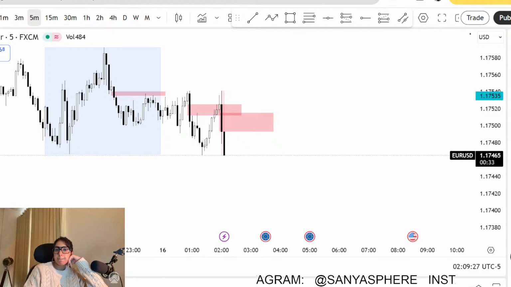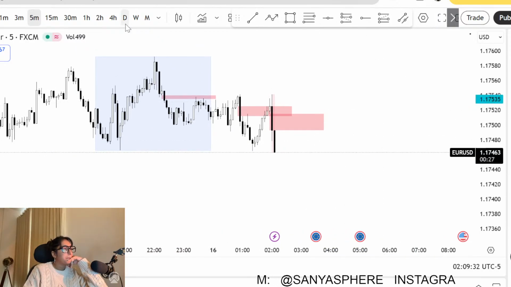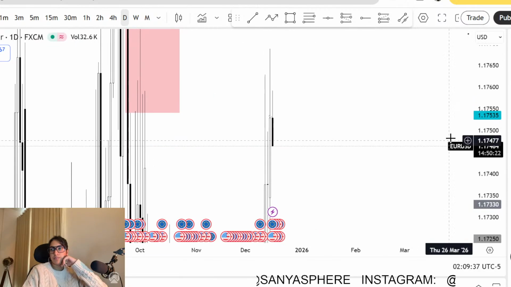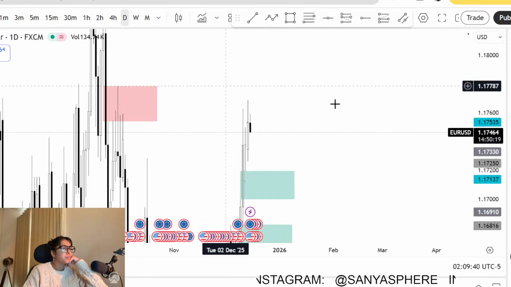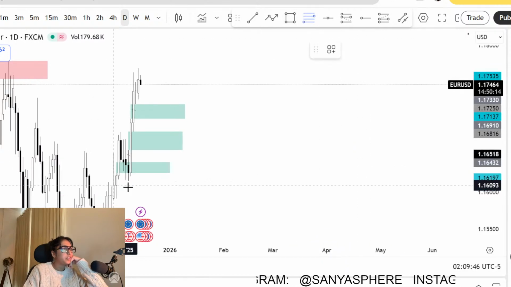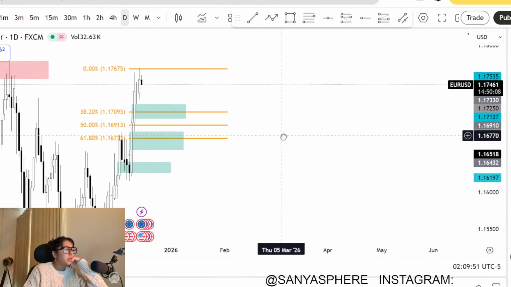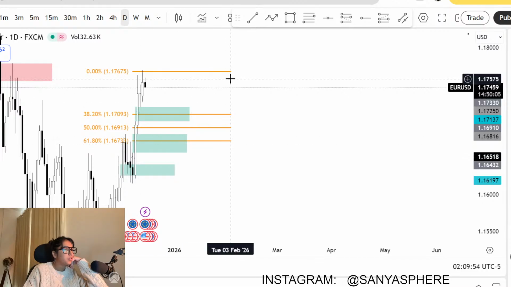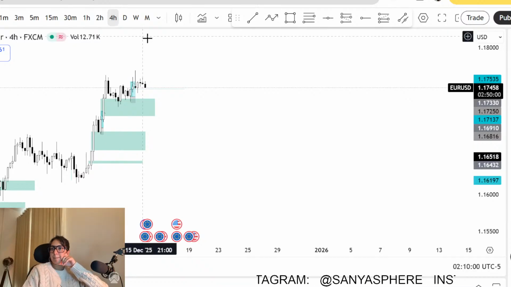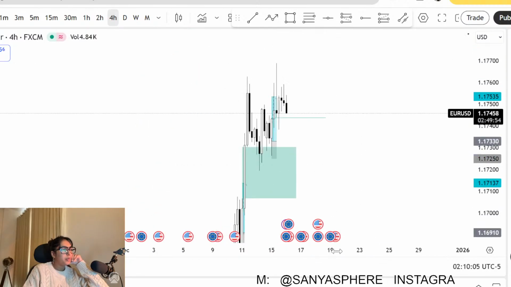Let's see. We are taking the liquidity of the Asian lows right now. On the higher time frame, we are a little bearish on Euro USD because we had a good bull move the previous day, and let's see if we can aim for some kind of retracement to around 61%. The 4-hour candle has already been flipped.